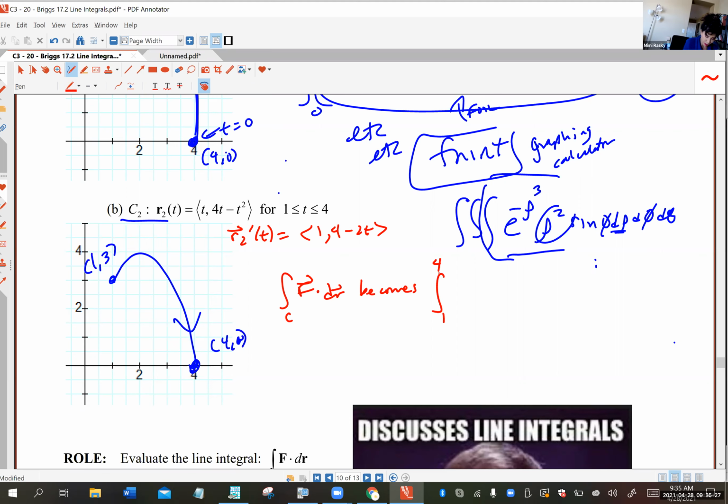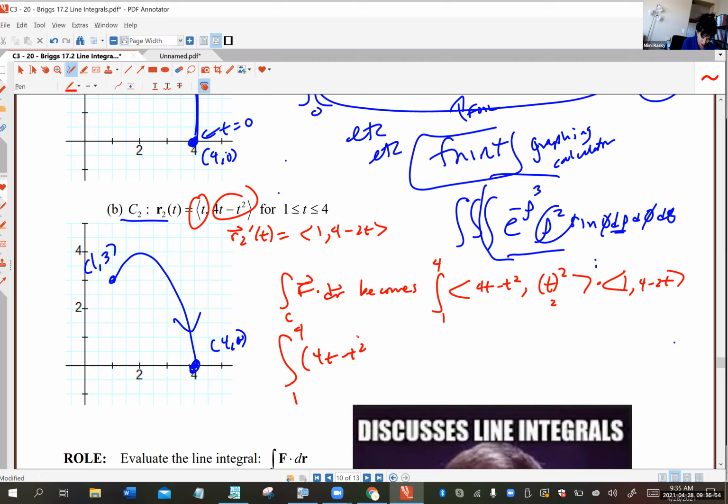The integral going from 1 to 4. You're going to take a dot product like this: 1 comma 4 minus 2t. And then your vector valued function, which was y comma x squared, you're going to substitute in place of y 4t minus t squared. You just steal that off of the original vector valued curve. And then x squared is going to be t squared. And do the dot product first. Don't try to integrate without doing your dot product. So you're going to have 4t minus t squared times 1 plus t squared times 4 minus 2t.